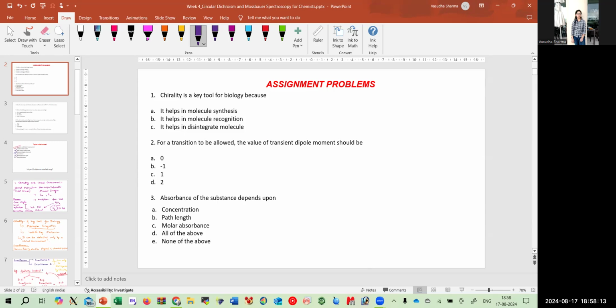Okay, so we can start with our questions. They're pretty straightforward as the concept is very simple. The first question says chirality is a key tool for biology because it helps in molecule synthesis? No. It helps in molecular recognition? Yes, we saw that, the lock and key mechanism. It helps in disintegrating molecules? No. So only option B is correct.